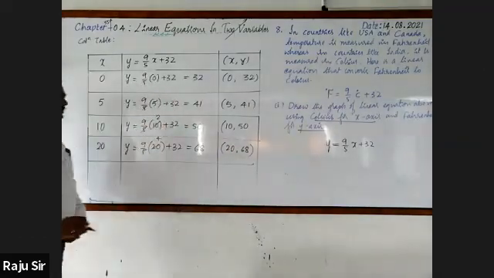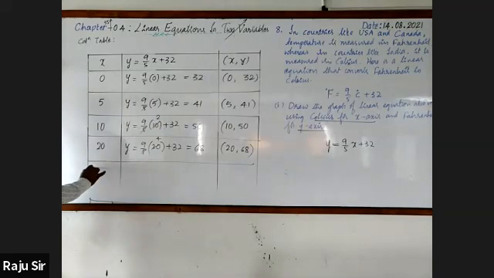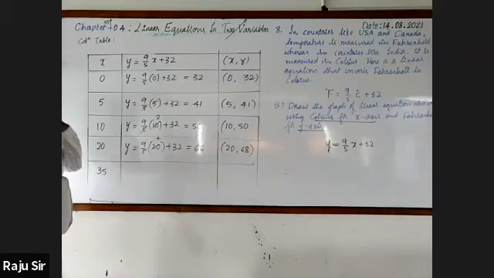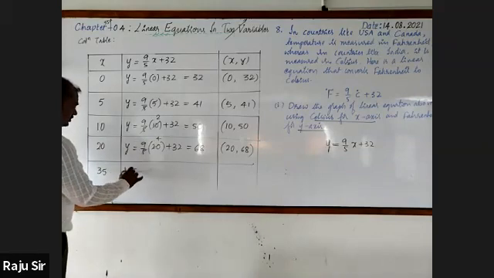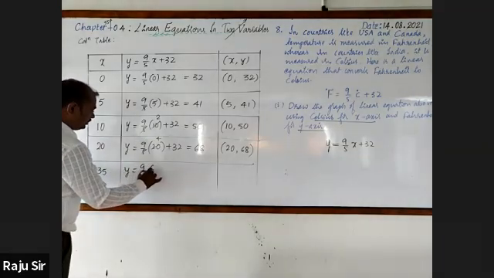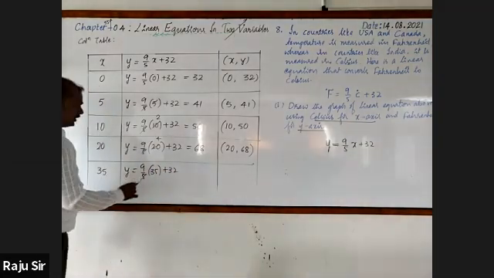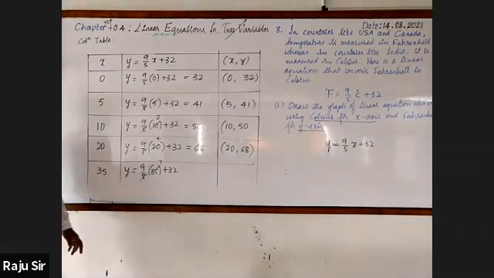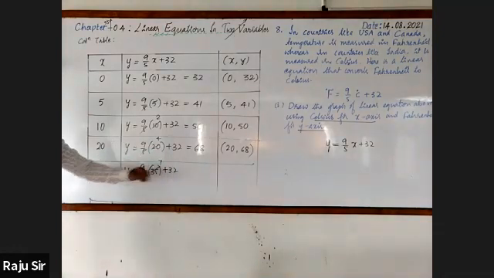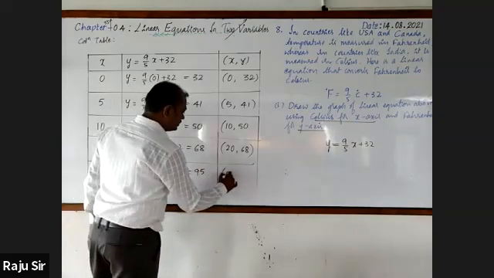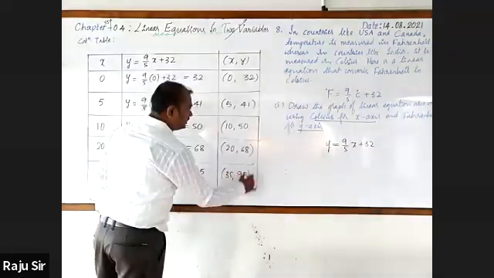Which one? Sir, 35. Correct. Very good. 9 by 5 into 35 plus 32. Cancel it. 7s are 9 7s are 63 plus 32, 95. 35 comma 95.